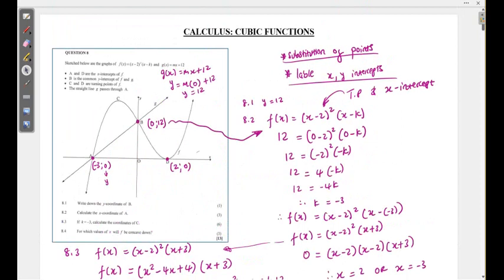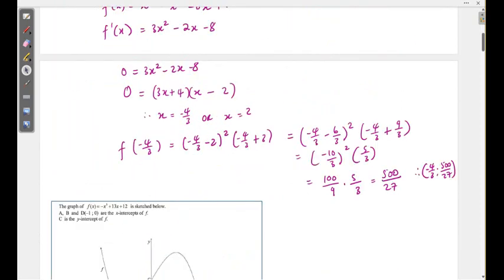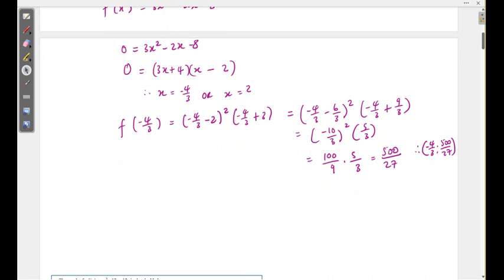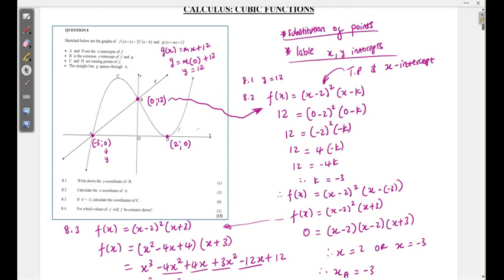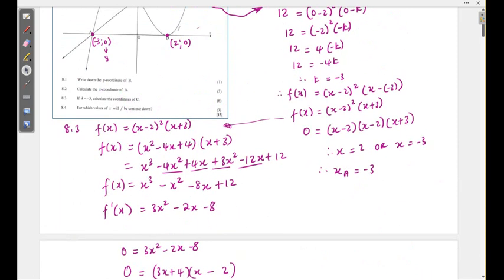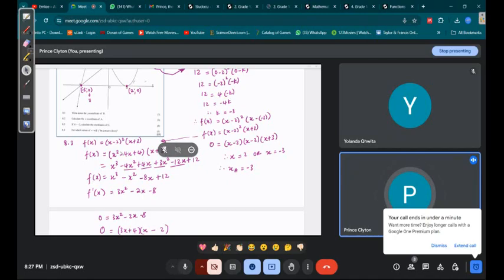Right, so that is 18.5, and that is how you would solve it, making sure that you get the coordinates. Now you have the coordinates of C. Then the last question: for which values of x will f be concave down? Yeah, they like concavity, you know. They like it.